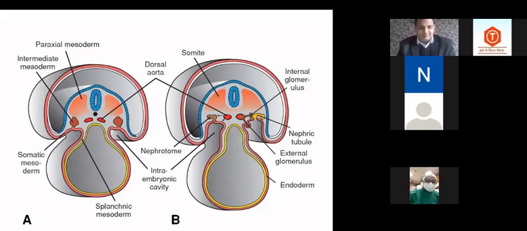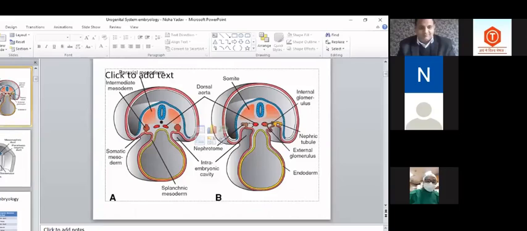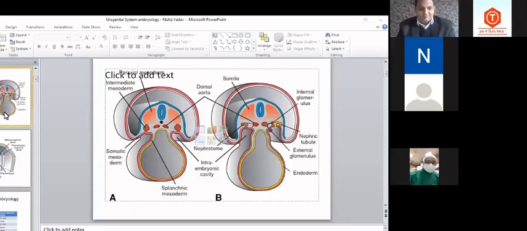Nisha, if I can interrupt you, kindly explain the right one. That is the most important thing. Explain further how the intermediate mesoderm is dividing into two parts, the upper part of the kidney and the lower part.